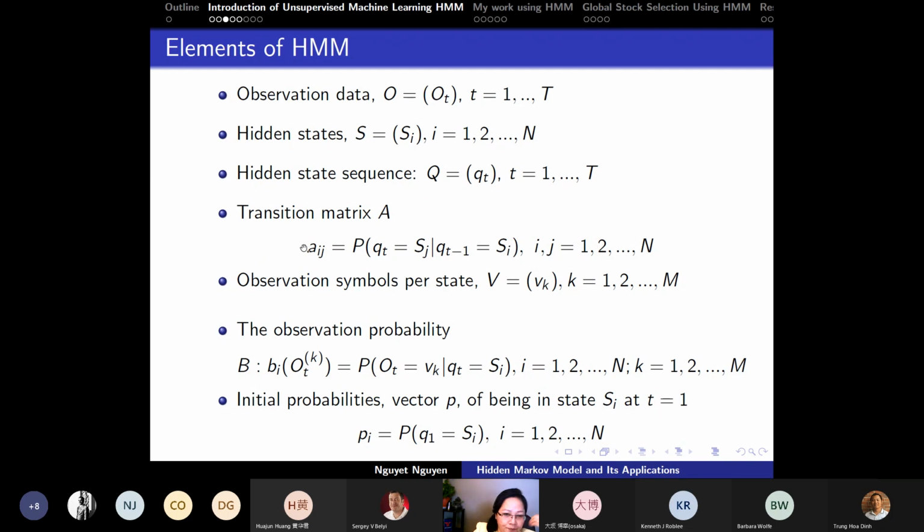And I can calculate the transition matrix A. And then I have the observation symbol per state V also. And I have the observation probabilities matrix B. And I have the initial probability of being in the state i in the first time, which is P.